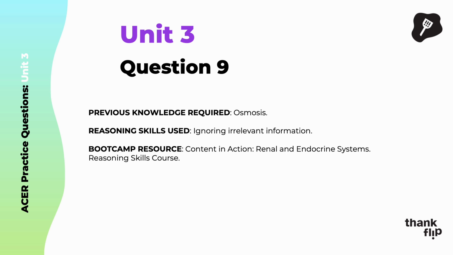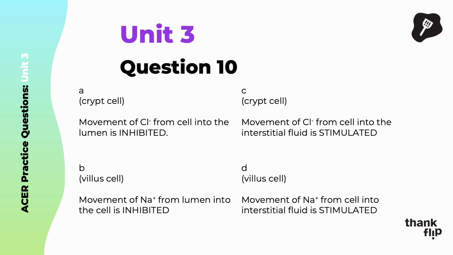You don't need any information at all. Question 9 could be a standalone question. So it's balancing your time management as well. That's important that you can learn from our reasoning skills course. And the osmosis prerequisite knowledge is touched on in the content in action, renal and endocrine systems, if you would like to check that out as well.